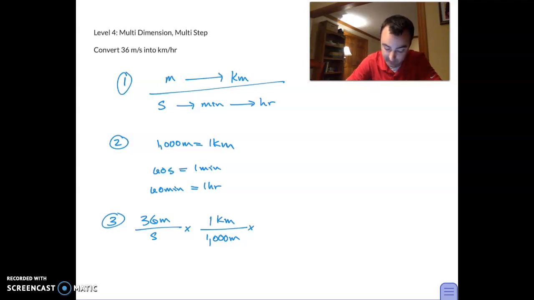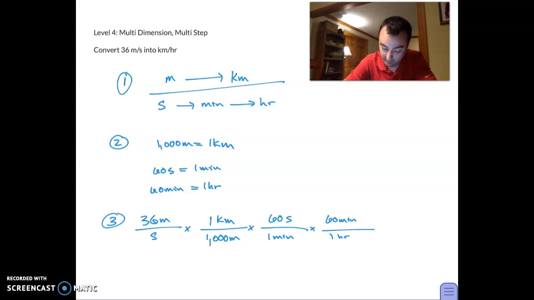The last thing that needs to be converted is the time. So seconds have to be converted into hours. And like I set up in the equalities, there are 60 seconds in 1 minute, and there are 60 minutes in 1 hour.